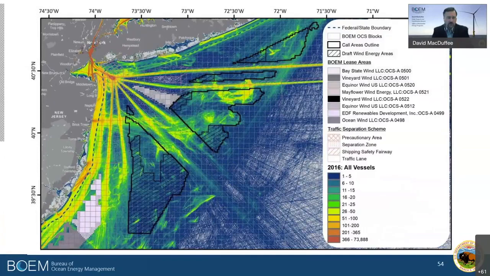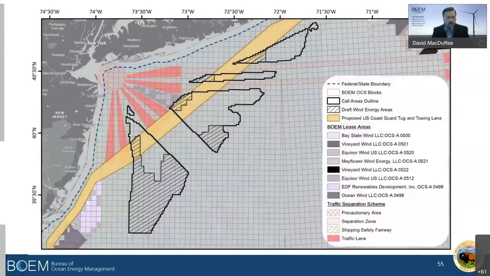We also looked in a similar fashion at vessel traffic patterns and use. And again, those draft wind energy areas avoid the higher use activity in the area. We also work closely with the Coast Guard on proposed safety fairways that they're working on. You'll notice here one fairway cuts through several of the draft wind energy areas. And we continue to work with the Coast Guard on that effort.